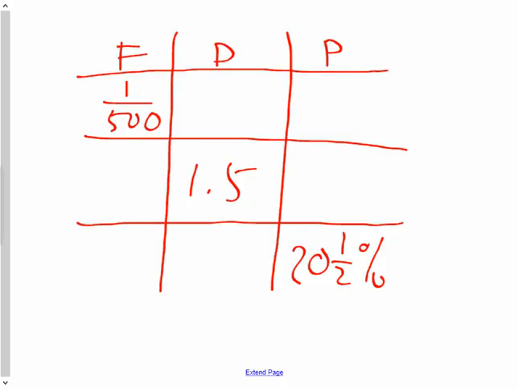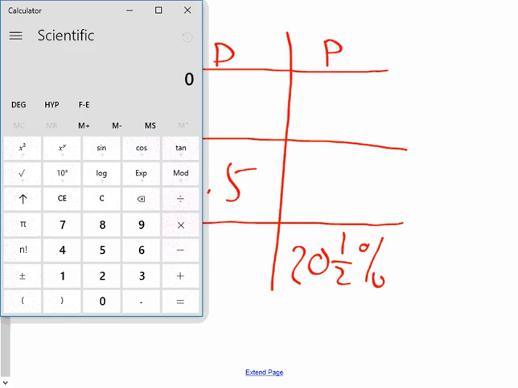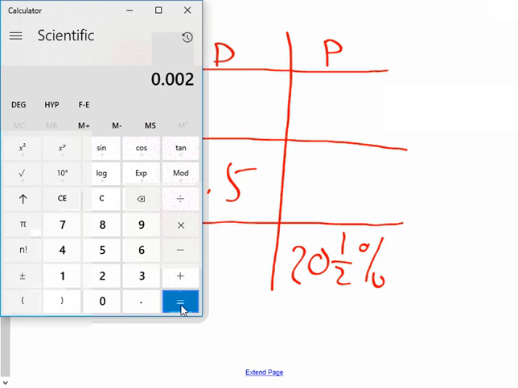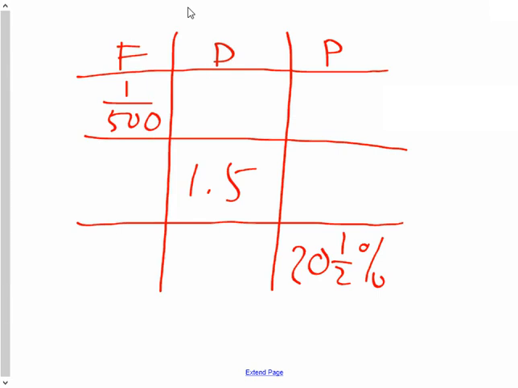So the first thing says, as a fraction, it's 1 over 500. Now the easiest way to change a fraction to a decimal is by doing what, Riley? What's the easiest way? The numerator divided by the denominator will always give you your decimal. So this is 0.002.